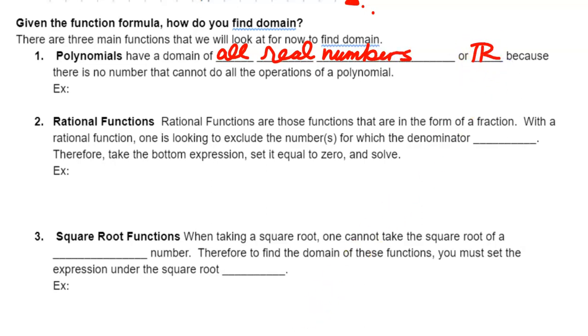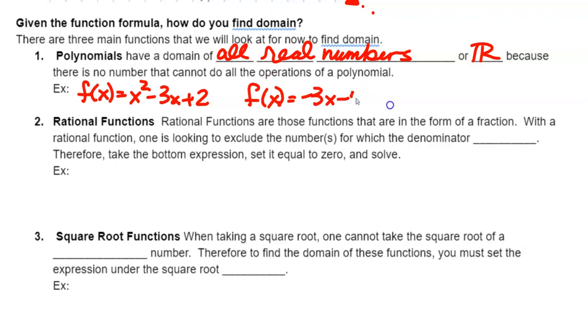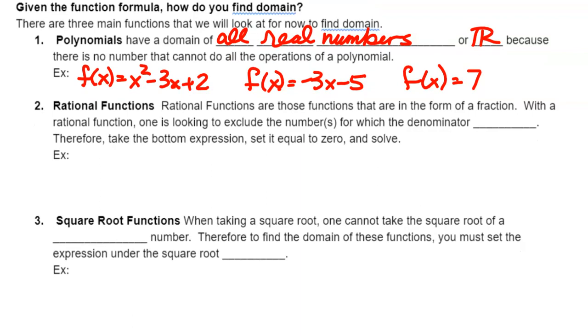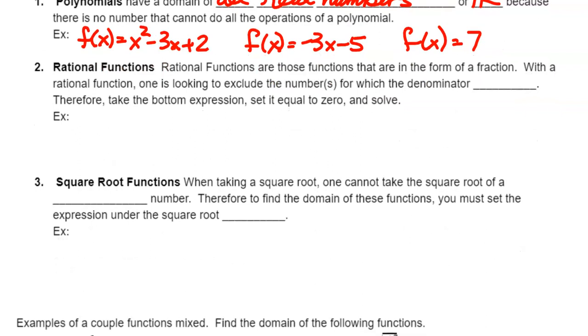Now, what is a polynomial? Polynomial is something that may look like this. f of x equals x squared minus 3x plus 2. Or f of x equals -3x minus 5. Or f of x equals 7, where it's just a constant function. So there's nothing fancy about it. You could have some squares and powers, but you have a bunch of numbers and variables that are added and subtracted together.